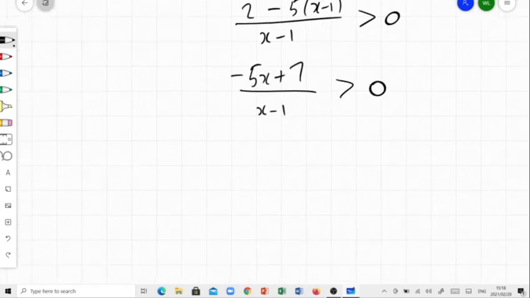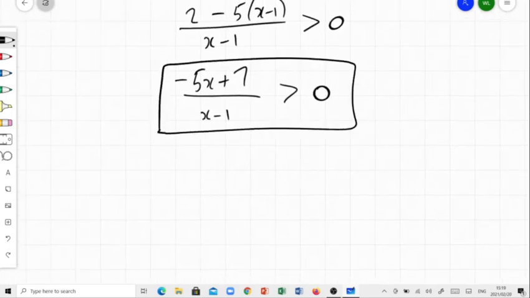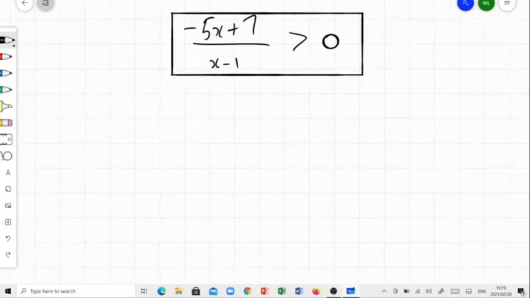Okay. Now, notice that this inequality is a lot harder to solve than if it were an equation. If it were an equation, it would be very easy. In other words, if it was minus 5x plus 7 over x minus 1 is equal to 0, then I can just make the numerator 0 and I'm finished. But in this case, we have to make use of the sign table. Why? Because this is a positive fraction. So the numerator and your denominator have to be considered simultaneously.